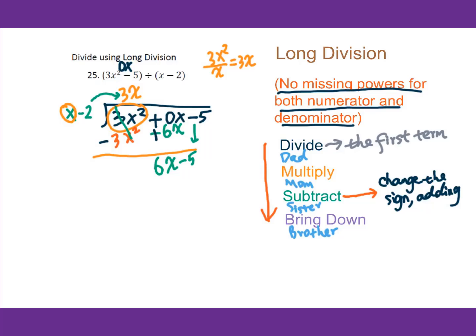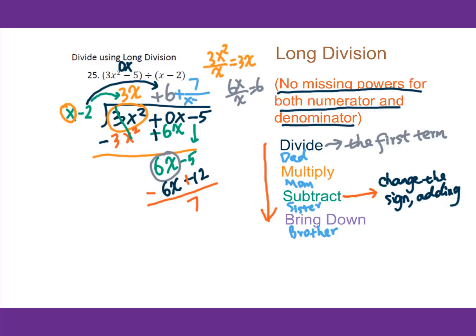Then we got to divide again the first term. That's 6x divided by x. You got 6. So I add 6. Do multiplication. So 6x here. Negative 2 times this 6, you will get negative 12. Remember, change the sign, adding. So we got 7. We write down the answer like 3x plus 6 plus 7 over x minus 2.